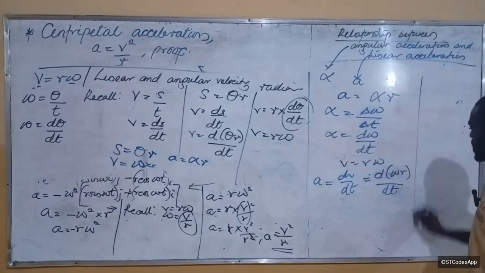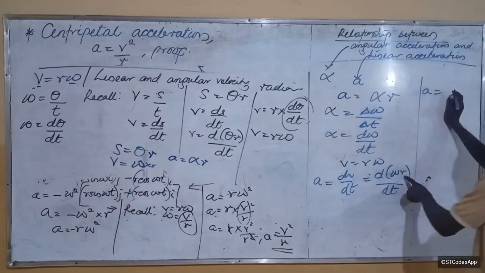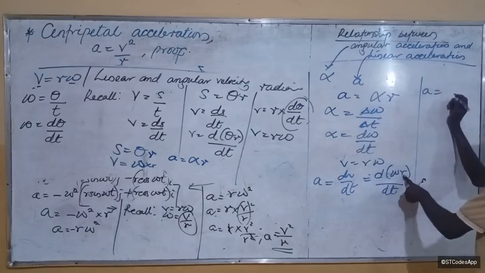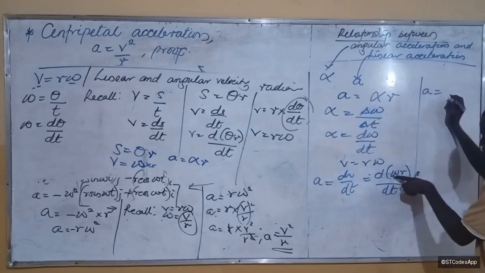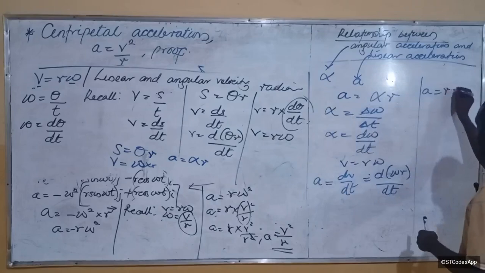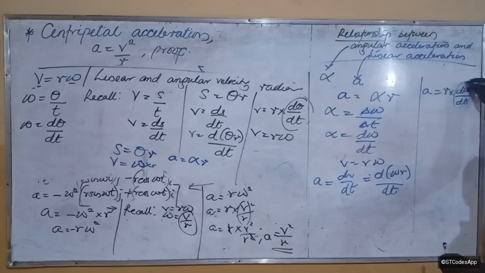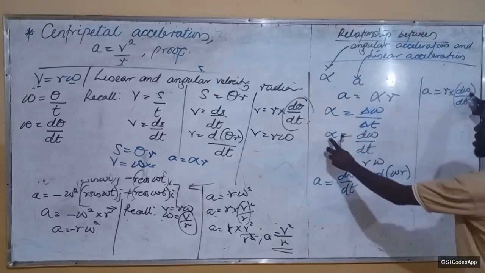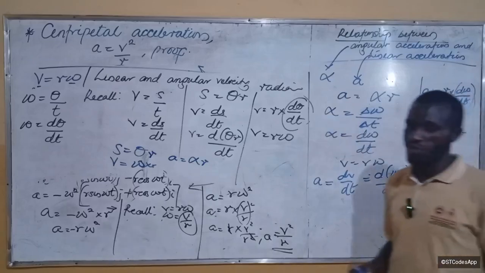Good. So linear acceleration a becomes r times d omega dt, because r is not affected, since acceleration is with respect to velocity. R is unaffected, just like we did here. What is d omega dt? Alpha. So A equals R alpha. So that's how to prove the relationship between them.